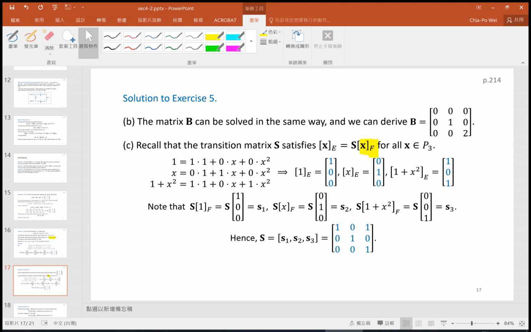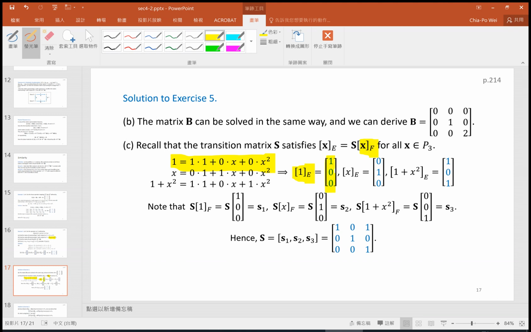If x is 1, then we will compute the coordinate of 1 with respect to E. Therefore, we will express 1 as the linear combination of basis E. And because E is the standard basis, it is easy to do this, because 1 equals 1 times 1 plus 0 times x plus 0 times x squared. And therefore, the coordinate of 1 with respect to E is 1, 0, 0.